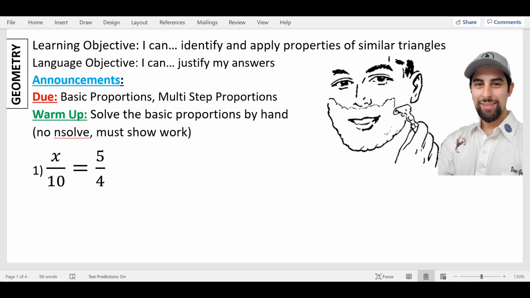Identifying and applying properties of similar triangles, our warm-up. By the way, everyone's looking up here? Without headphones, please. Okay.